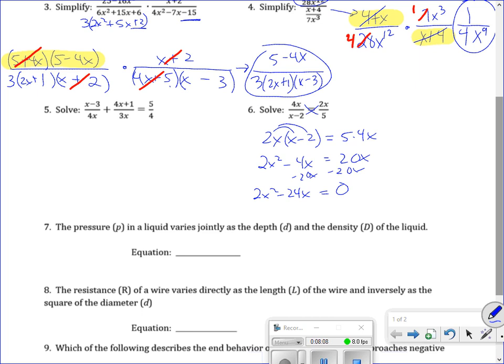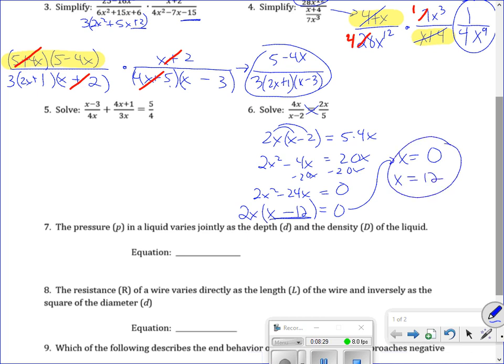Well, this doesn't. I'm just going to pull out a 2x, and that leaves me with x minus 12. I divide everything by 2 and also x. So that means I have 2 answers. For the 2x, 2 times 0 is 0, so one of my answers for x is going to be 0. And for this part here, 12 minus 12 is 0, so the other answer is 12, which makes it 0.